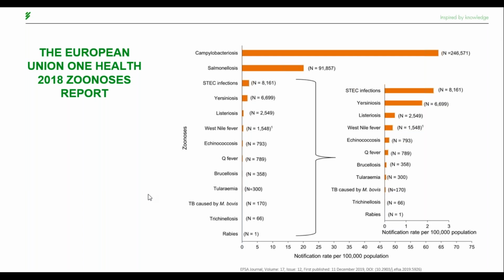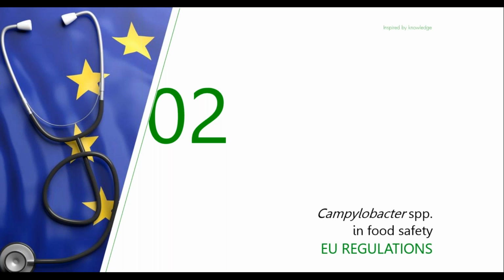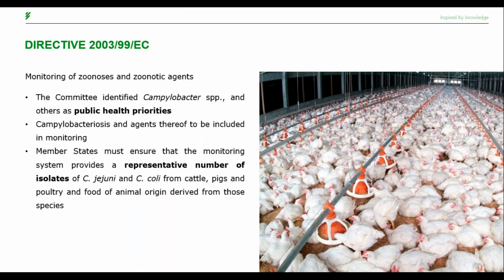We will discuss now some of the European Union regulations that are currently in place. Directive 2003/99/EC is for the monitoring of zoonosis and zoonotic agents. But for better reference, zoonosis refers to diseases and infections transmissible directly or indirectly between animals and humans, and zoonotic agents to bacteria, fungus, or other communicable disease agent that can cause substantial morbidity, mortality, or are even difficult to diagnose in animals.